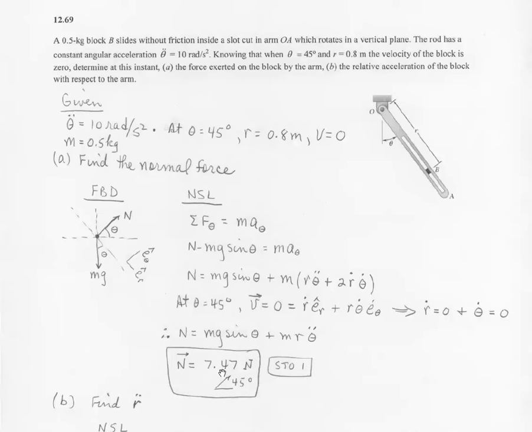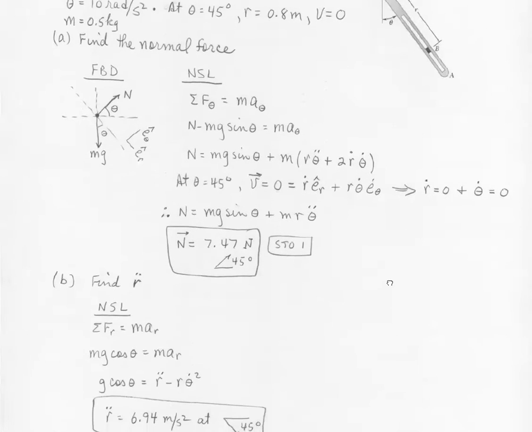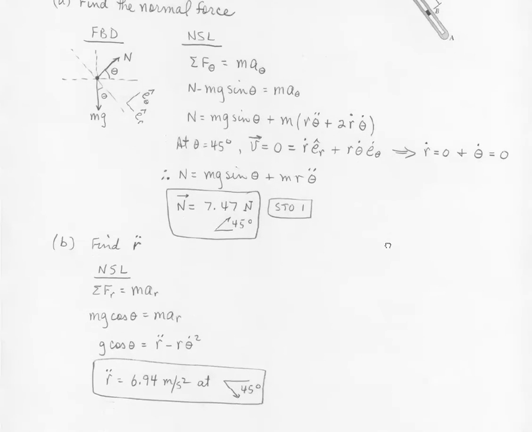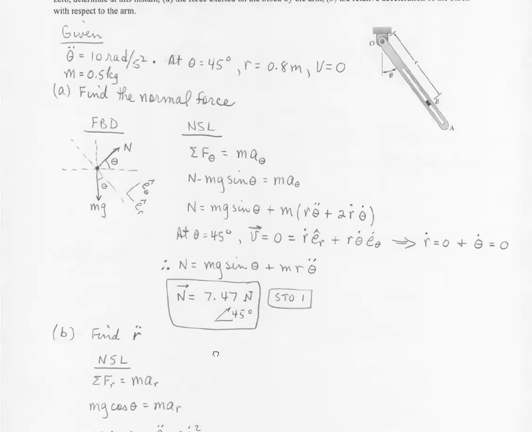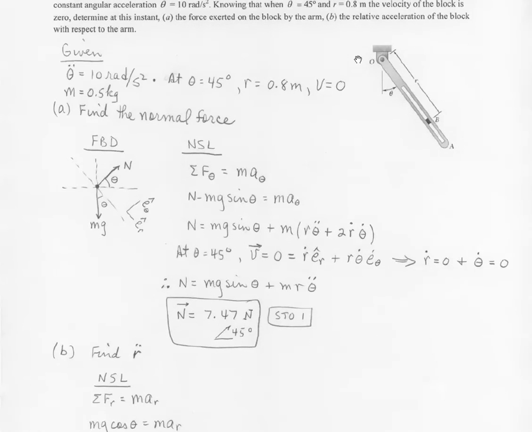When you plug numbers in, you get 7.47 newtons. I put some little bars on the end so they didn't look the same as the normal. And at 45 degrees, I'm going to store that number to use later, or possibly use later. It asks us in this problem to find the B part here, the relative acceleration of the block with respect to the arm.